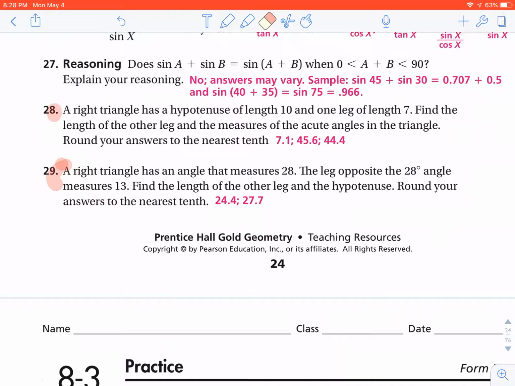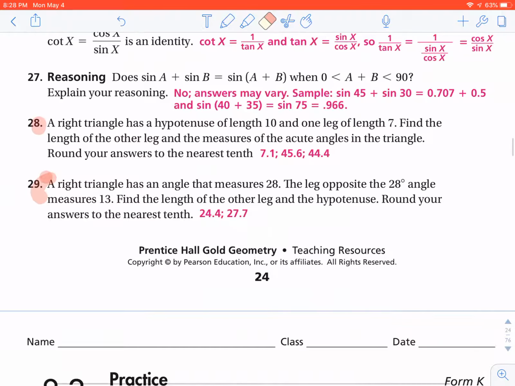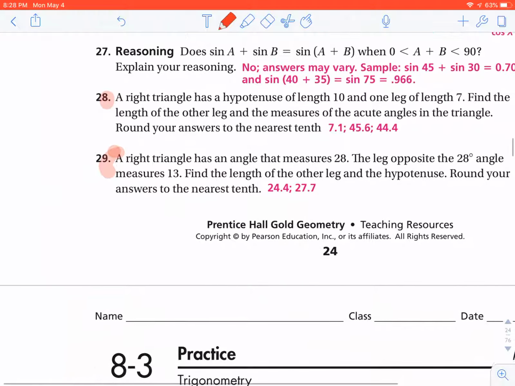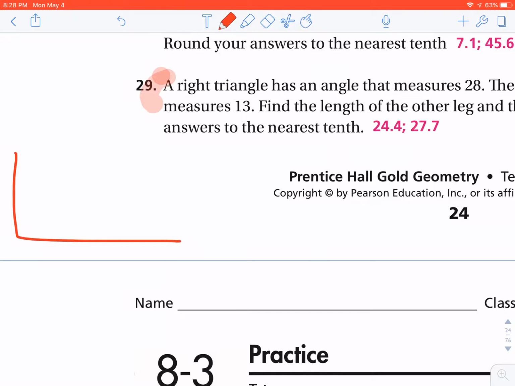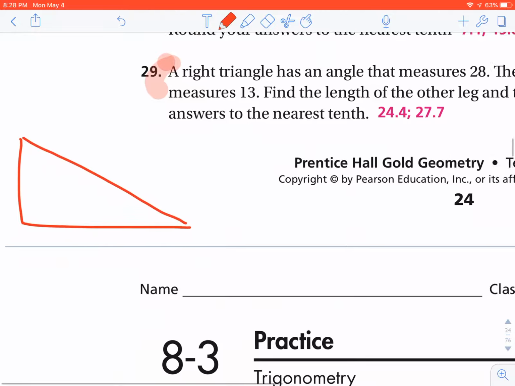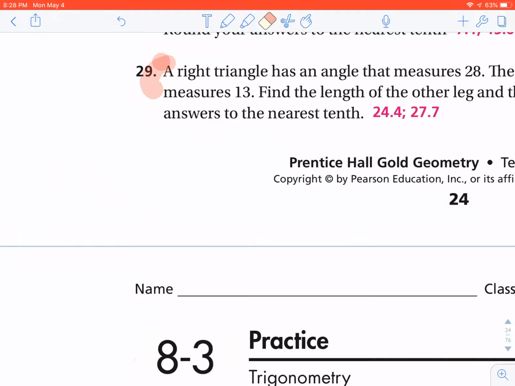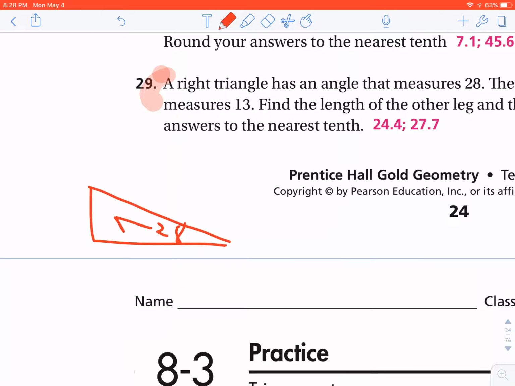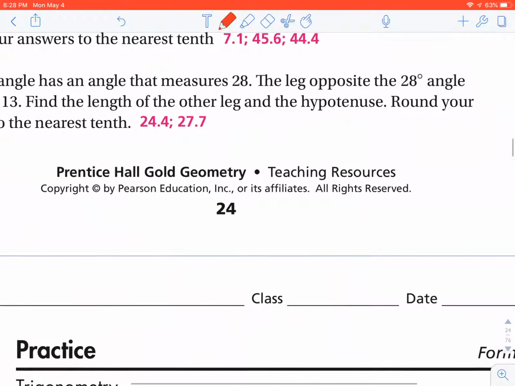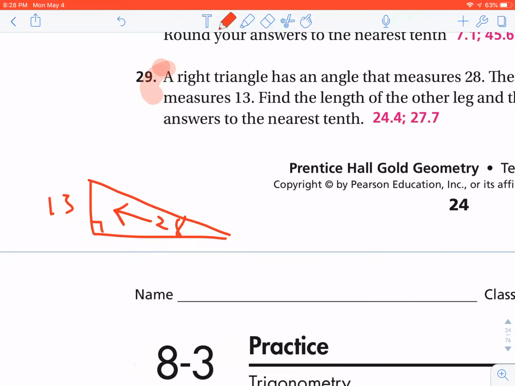Okay, so again, it doesn't matter what your triangle looks like. You just need to do exactly what they told you. So a triangle has an angle that measures 28 degrees. Here's my triangle. This angle is 28 degrees. It says the leg opposite of the 28-degree angle is 13, so the opposite of that is here, so this is 13. We know that's a right angle. They want you to find the other leg and the hypotenuse. Round your answers to the nearest tenth.